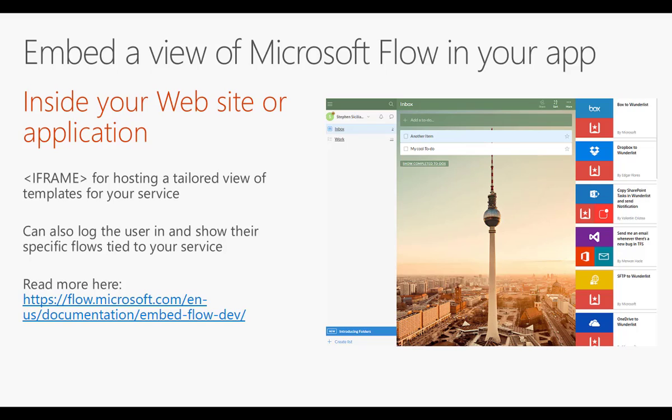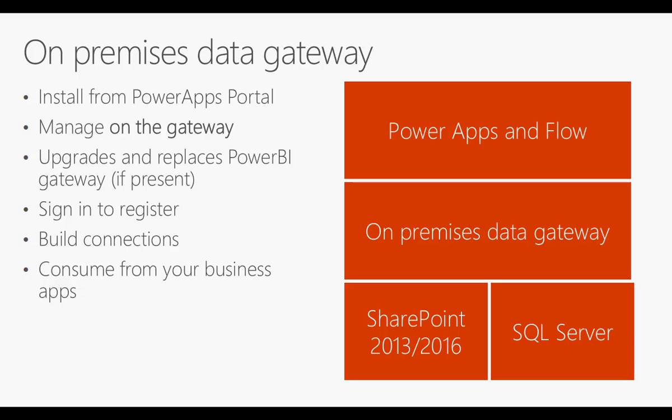What you can also do is embed the view of your flow inside an app if you want. You can use the iframe to do that, and there's a URL there that you can look at to give you more information about how to do that. Remember, flows are generally available to all your users in Office 365. Office 365 gives your users the ability to go in and create their own flows and work with flows to automate their processes. And again, you might want to present those differently to those users.